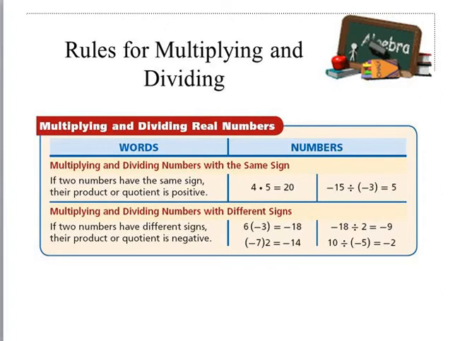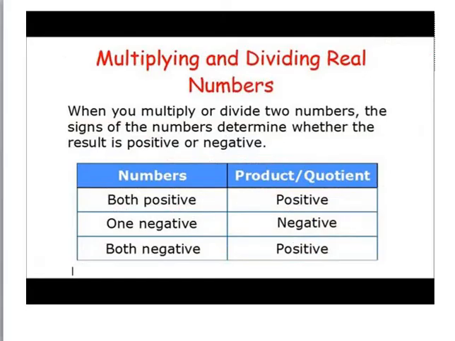Okay. Now, again, let's revise together. When you multiply or divide two numbers, the sign of the numbers determines whether the result is positive or negative. Both positive, the product or the quotient is positive. One negative, the product or the quotient is negative. Both negative, the product and the quotient is what? Positive.